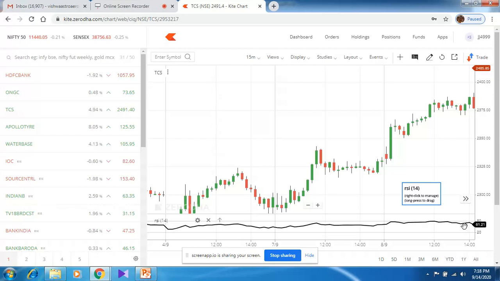Now, how to identify the levels of overbuy and oversell is that when the curve is greater than or equal to 70, as you can see, two markings over here, 20 and 80. If this curve is greater than or equal to 70, that means this stock has been overbought, and at a certain time, people will start selling at the same time. So at that instant, the price of the stock will come down immediately. So we have to be careful in those moments.